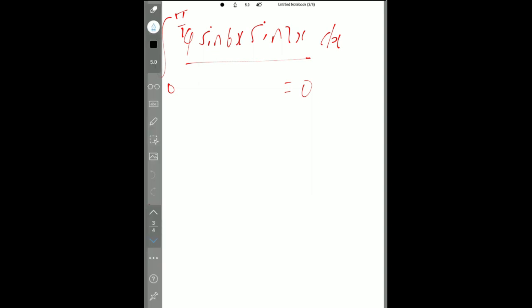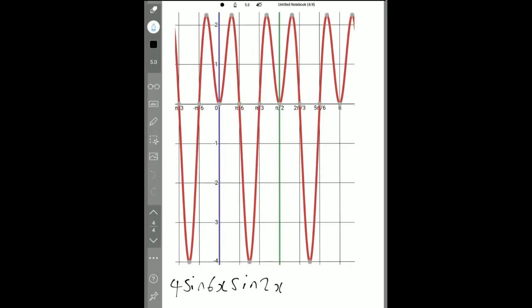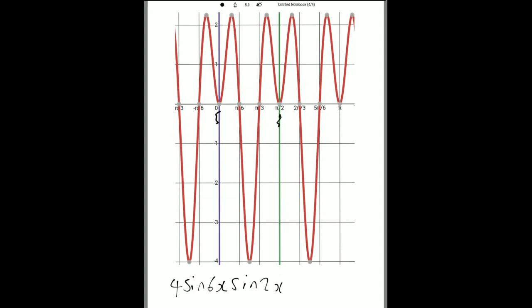If we look at the curve of 4 sine 6x sine 2x, we notice that finding the area between 0 and pi over 2 requires that we find the area here between 0 and pi over 6, the area here between pi over 6 and pi over 3, and the area between pi over 3 and pi over 2.